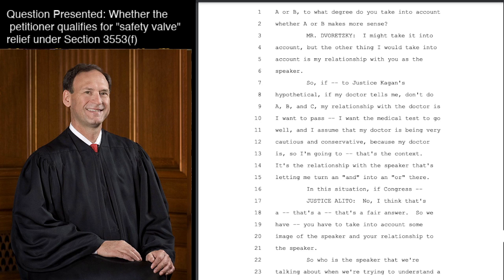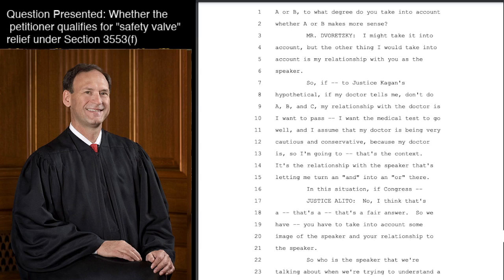I might take it into account, but the other thing I would take into account is my relationship with you as the speaker. So if to Justice Kagan's hypothetical, if my doctor tells me don't do A, B, and C, my relationship with the doctor is I want the medical test to go well, and I assume that my doctor is being very cautious and conservative, because my doctor is. So that's the context. It's the relationship with the speaker that's letting me turn an and into an or there. In this situation, I think that's a fair answer. So you have to take into account some image of the speaker and your relationship to the speaker.